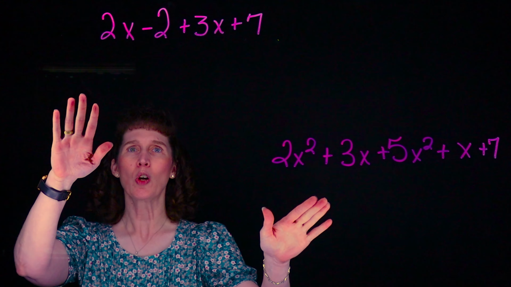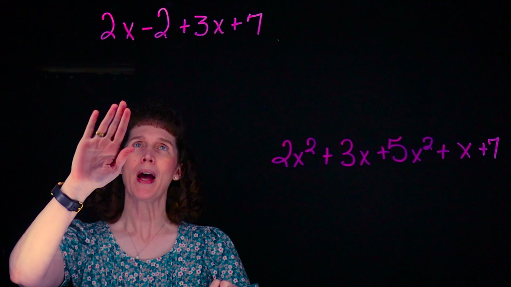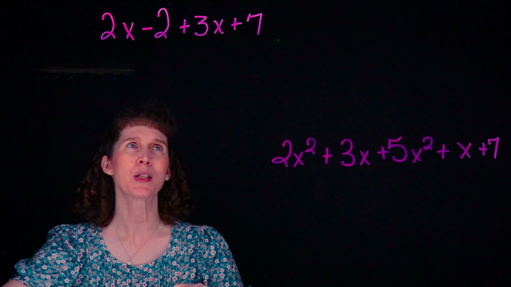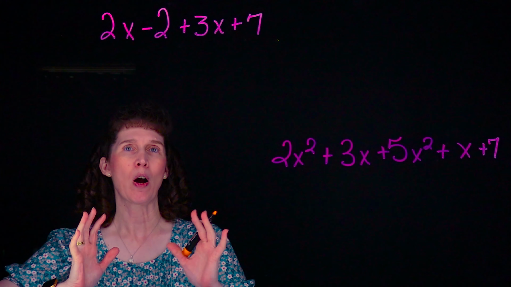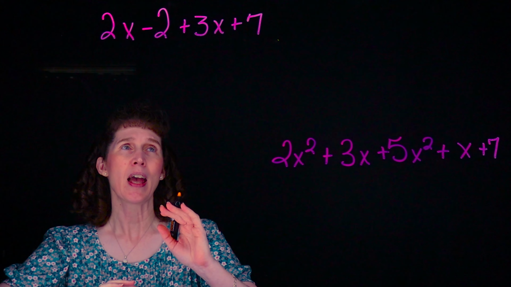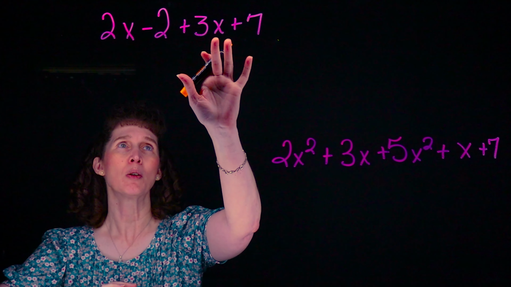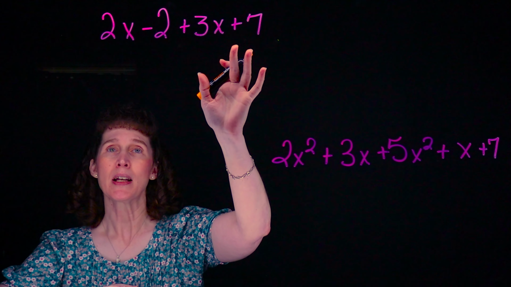So we have two different equations here. We're going to look at the top one first. And so we have 2x minus 2 plus 3x plus 7. So what we want to do is figure out which ones are like terms. And like terms just means that if they have a letter, or what we call a variable, behind them, it's the same variable and it has the same exponent power.